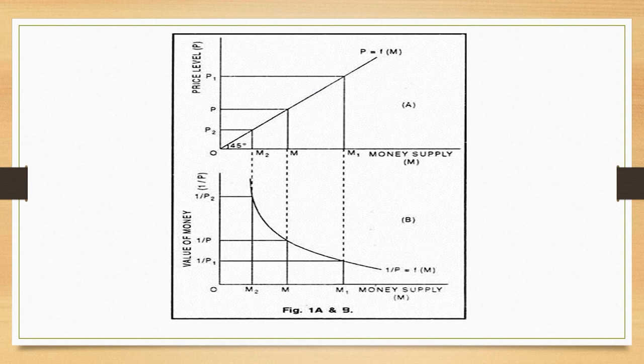So this is about the relationship laid down by Irving Fisher. The major essence of his theory is that there is a direct relationship between money supply and price level in the economy, and an inverse relationship between money supply and value of money in the economy. Meaning if money supply falls, the value of money will tend to rise. So I hope you understood these concepts.